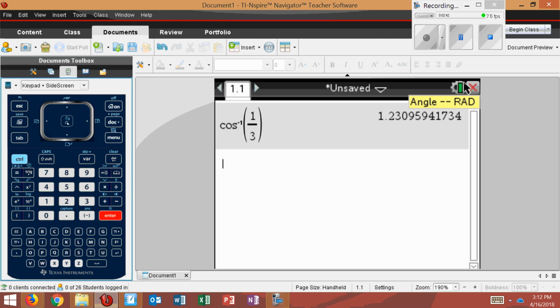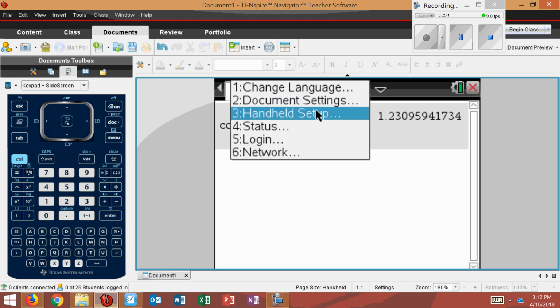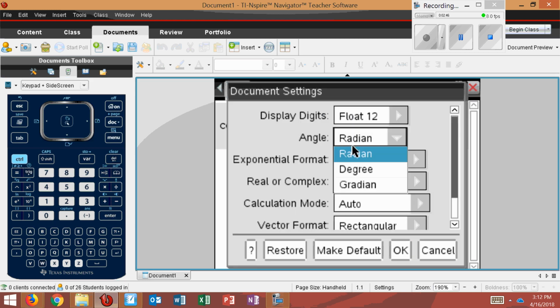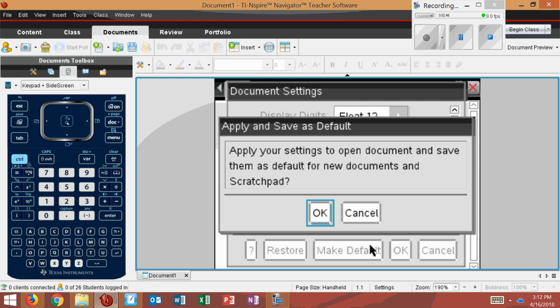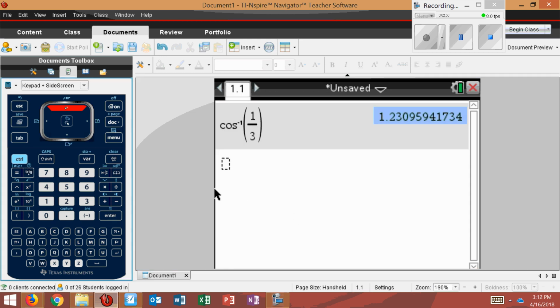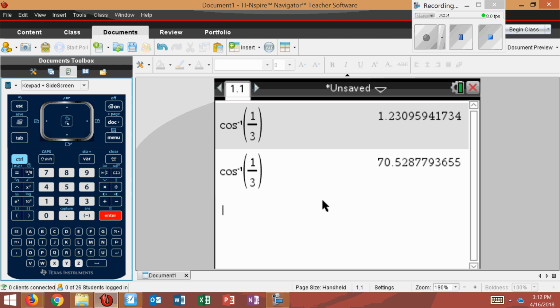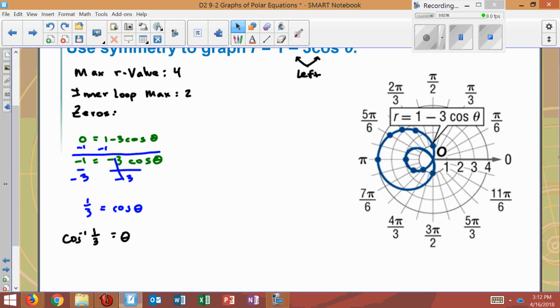If you wanted it in degrees, we could hit the settings button, go to document settings, choose degree, and make it default. Do it again if you wanted it in degrees. And we would say that this is 70.53 degrees. So the first one would be at theta equals 70.53 degrees if you wanted degrees. And the second, because this one will have 2 zeros, as you can look at it, hits the 0 there and there. The second would be across from it.